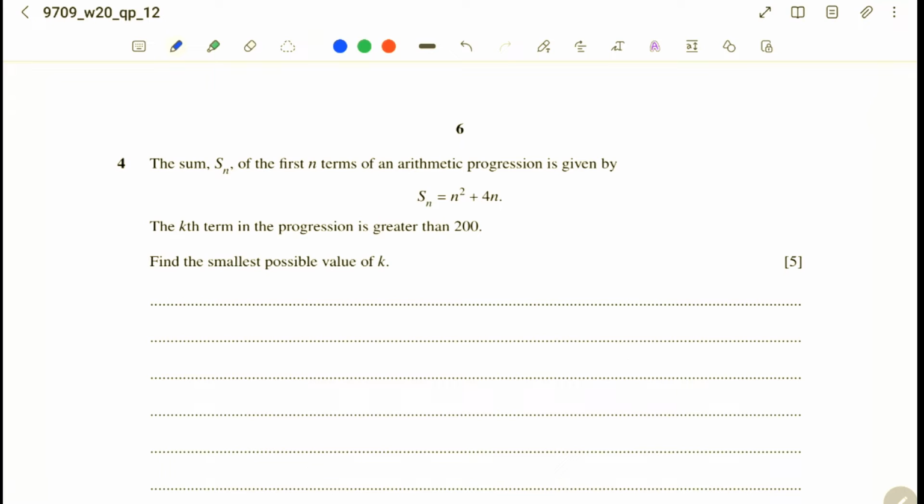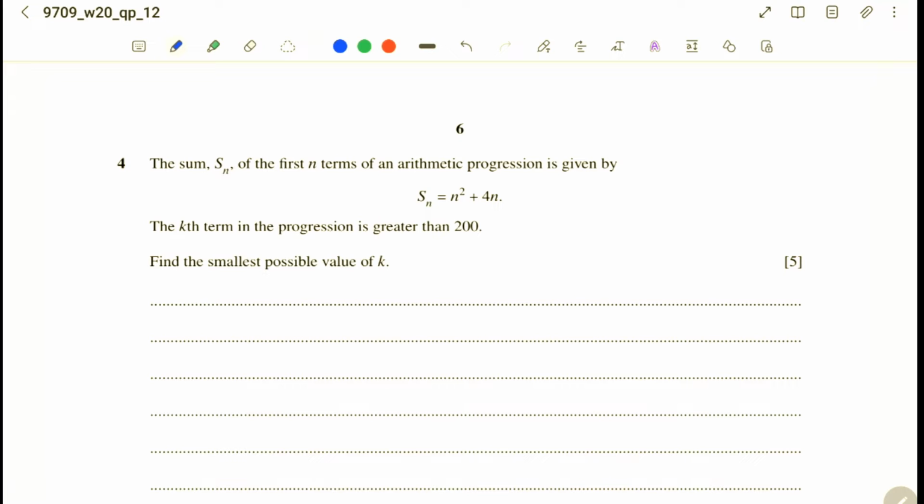So the next question is question number 4. The sum Sn of the first n terms of a arithmetic progression is given by Sn equal to n square plus 4n. The kth term in the progression is greater than 200. Find the smallest possible value of k. So it's given, this is an arithmetic progression and the sum of first n term is given. Okay, so we need to find the kth term, which is greater than 200, and we need to find the value of k.